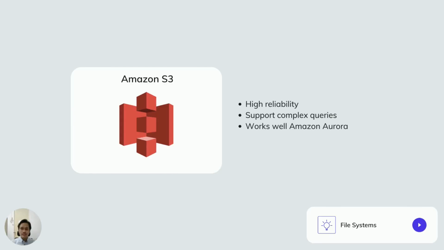For our database, we have considered Amazon S3 to be used in our system. Objects like reports and records of courses and students need to be stored for years with high reliability. The file system should also support complex queries for analysis purposes to help improve cost efficiency. Other than that, Amazon Aurora works really well with Amazon S3 in many ways.